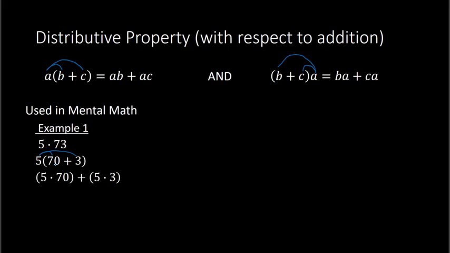Then I add them together. 5 times 70, you can do in your head, because 5 times 7 is 35, and then just add a 0 to it. So that's 350, plus 15, which would be 365.